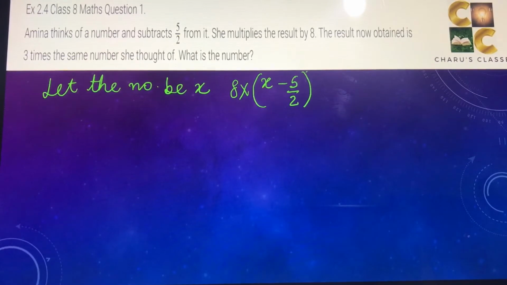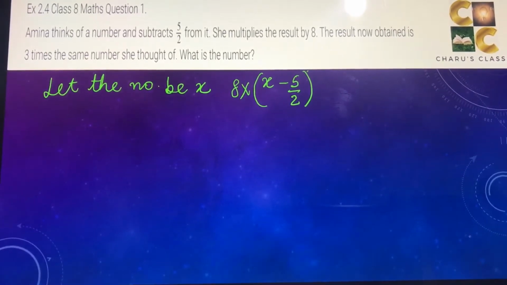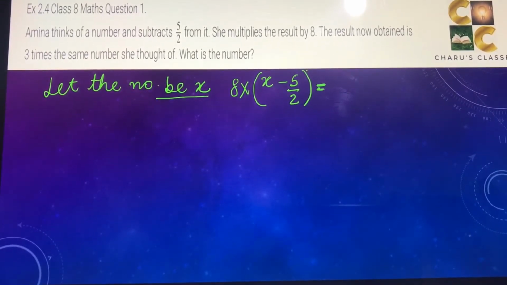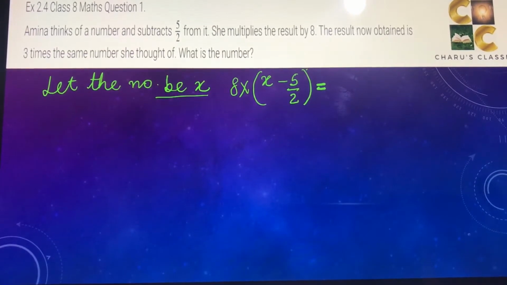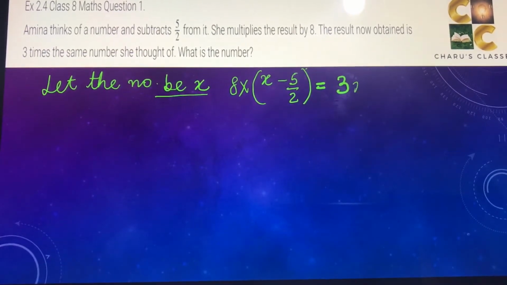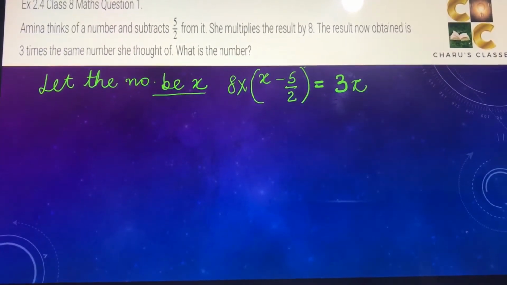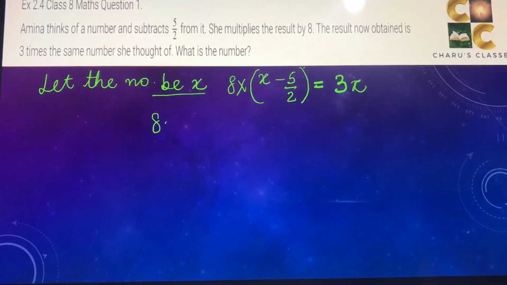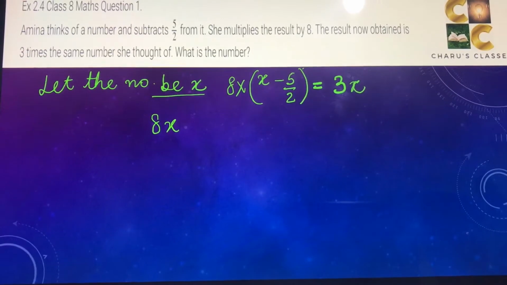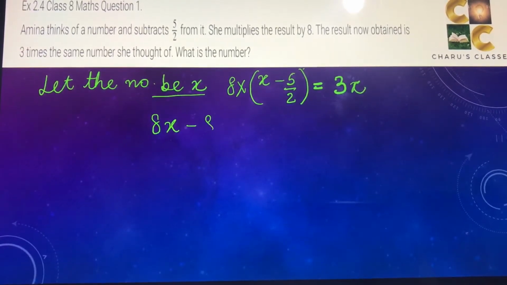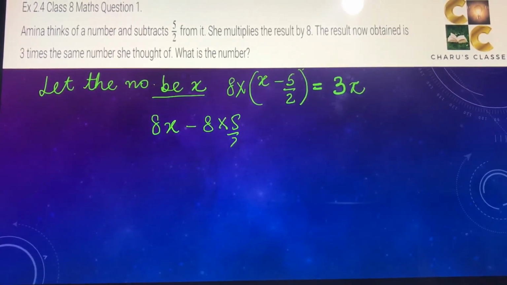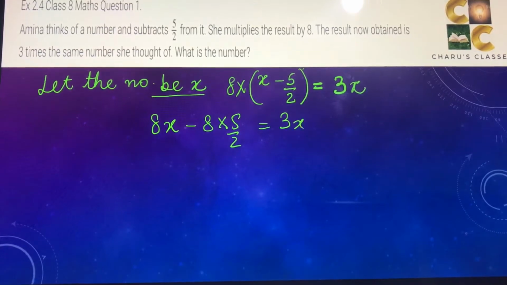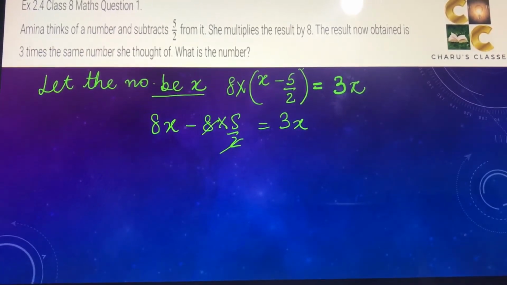The result now obtained is 3 times the same number she thought of. So she thought of x. The result is 3 times this x. So the result is equal to 3x. Now we are going to multiply 8 with x, 8x, and 8 with minus 5 by 2, that is 8 into 5 by 2, is equal to 3x.